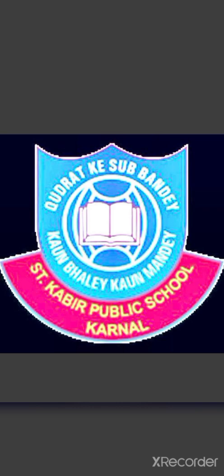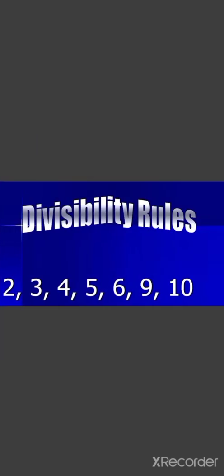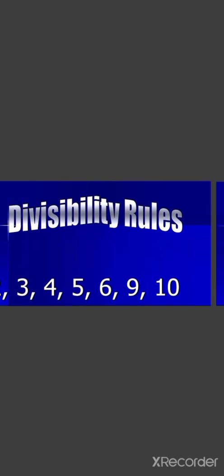So students, today we are going to continue with chapter 5. The name of the chapter is Multiples and Factors. In this chapter, today we are going to discuss the divisibility rules: divisibility rule of 2, 3, 4, 5, 6, 9, and 10.